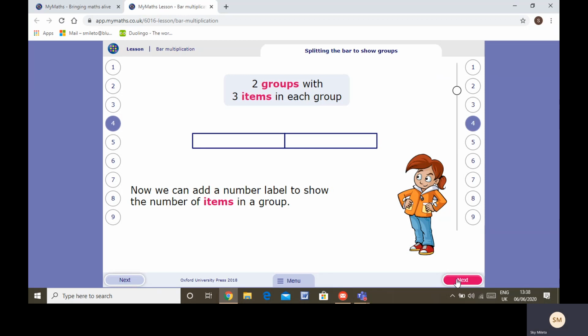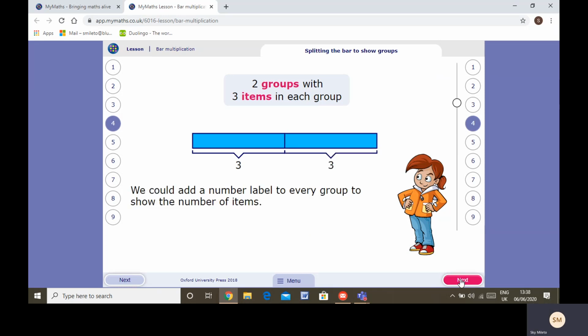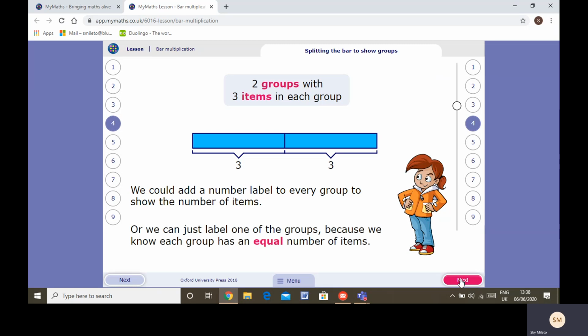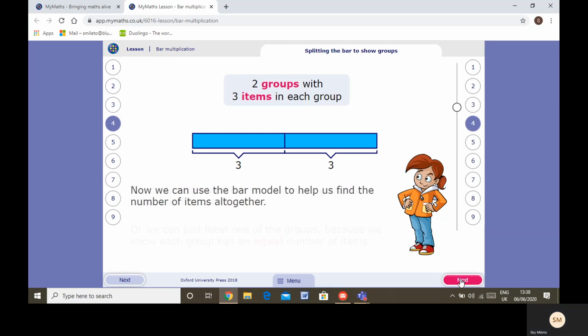And now we add the number of items in each group. So 3 items in each group. So we fill them in, put the numbers into each group, 3 and 3, and if we added 3 and 3 together, we would get 6. Two groups of 3, 2 times 3, 6.